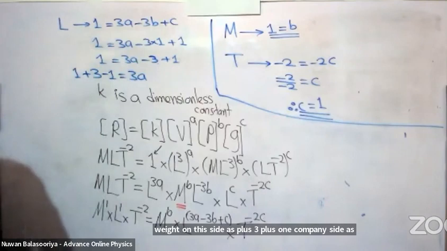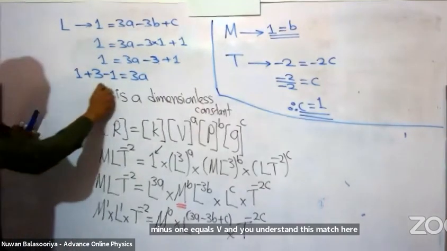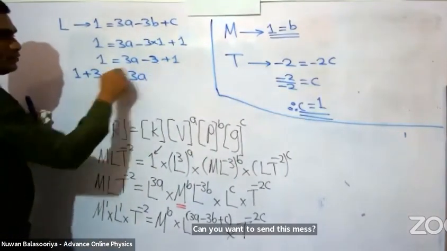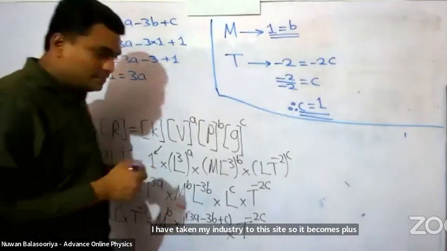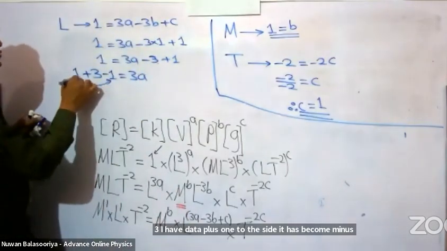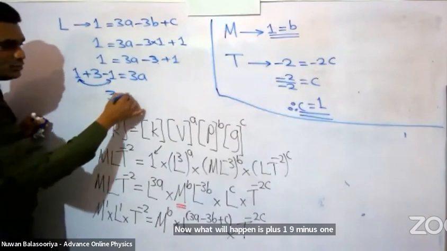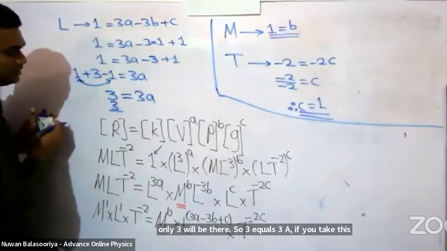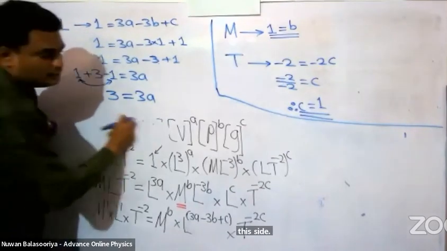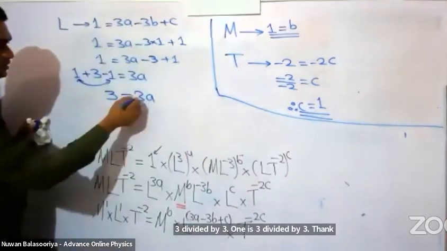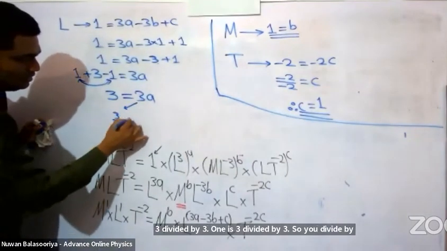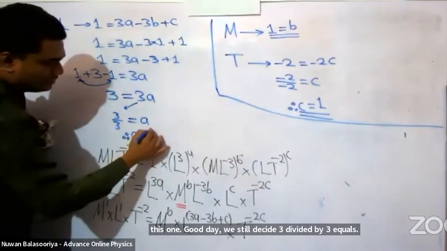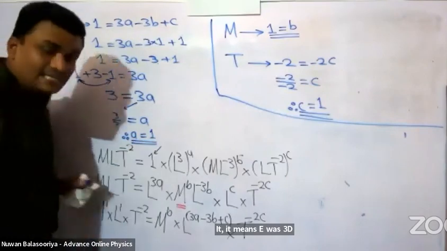Can you understand this maths here? I have taken minus 3 to this side, so it becomes plus 3. I have taken plus 1 to this side, it has become minus 1. Now what will happen? This plus 1 and minus 1 cancel out, only 3 will be there. So 3 equals 3a. If you take this 3 to this side, 3 divided by 3 equals a. What is 3 divided by 3? 3 divided by 3 is 1. It means a equals 1.